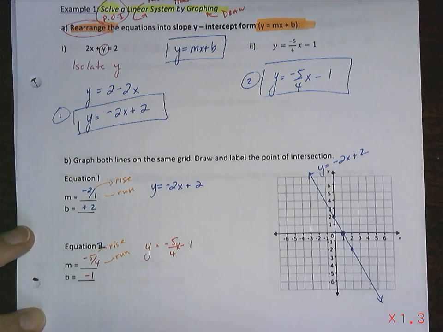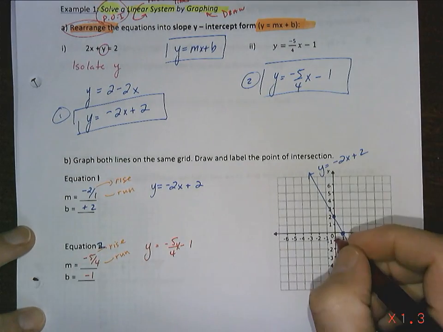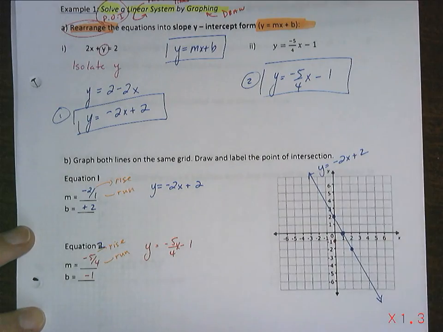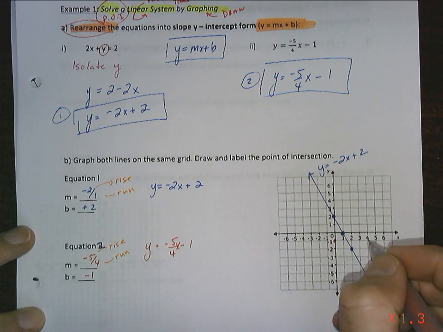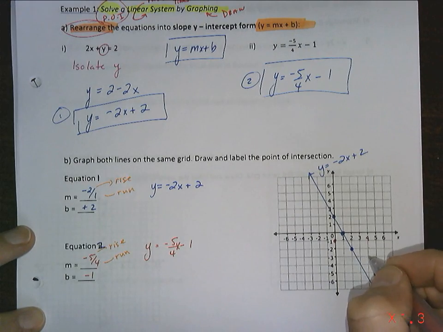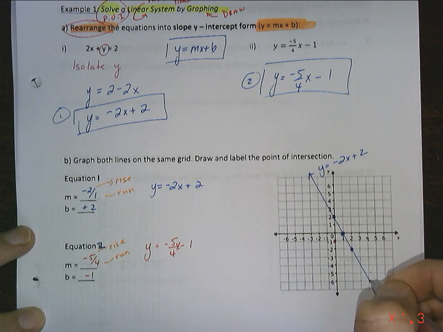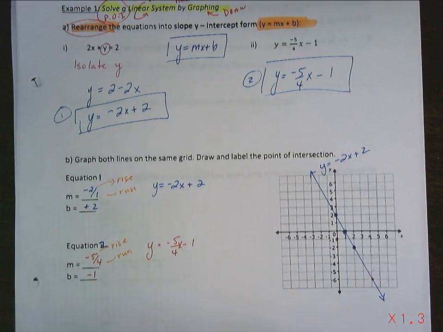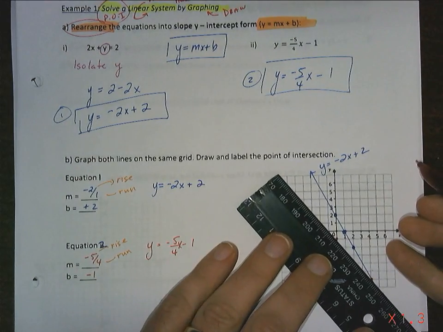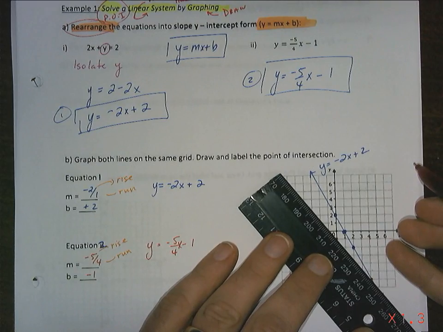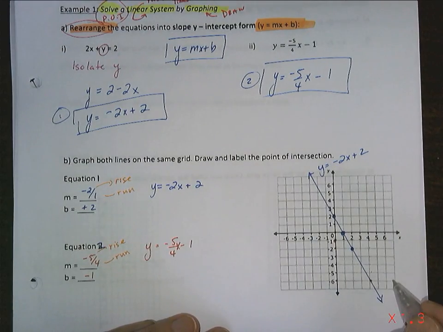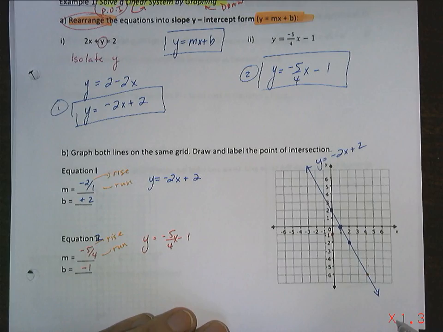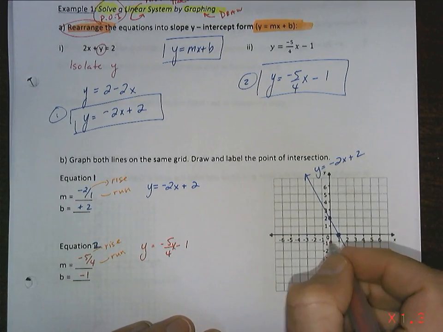So I'm going to put this point on. It crosses at 0, comma, negative 1 right there. And I'm going to use a run of 4, 1, 2, 3, 4, and a rise of negative 5, 1, 2, 3, 4, 5. And so, as long as I'm really, really careful, I can line this up. Now, that's tough. That's really, really tough. I'd like another point, but I can't go this way because there's no more room. I'm not going to be able to find it on my axes. I would like to go this way.